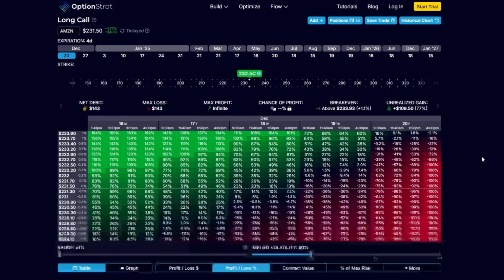So here on OptionStrat, which is a really easy to use website that breaks down any type of option strategy you're looking at, we're going to be looking at Amazon just to show you guys a quick example. I'm running the 232.50 strike price, which at the time of purchase, I'm going to show you, was 2% out of the money. And the goal being, we're looking for that 50% goal.